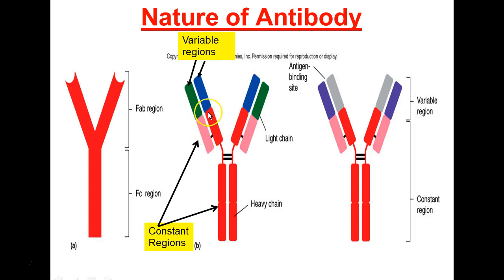The amino acid sequence in the constant region of the heavy chain is the same for all antibodies of the same class, as is the amino acid sequence of the constant region of the light chain for antibodies of the same class. What determines the specificity of the antibody, or the type of antigen the antibody will bind, will be the variable region.